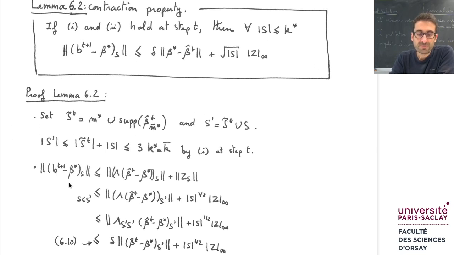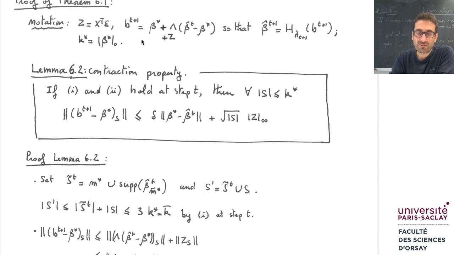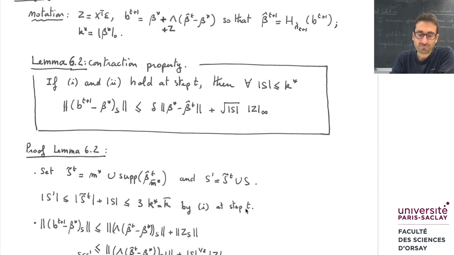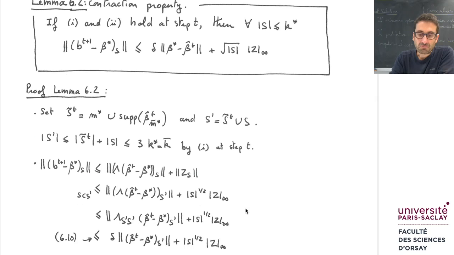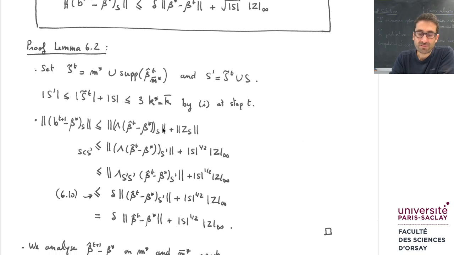If we look at this quantity, by the very definition of b_{t+1}, which is given here, what we have is that b_{t+1} minus beta star is equal to this term plus this term, right? So we will use the triangle inequality in order to get that this norm is smaller than the norm of this vector restricted to S plus the norm of this vector restricted to S, right? So we have these two terms. Now let us look at these two norms.